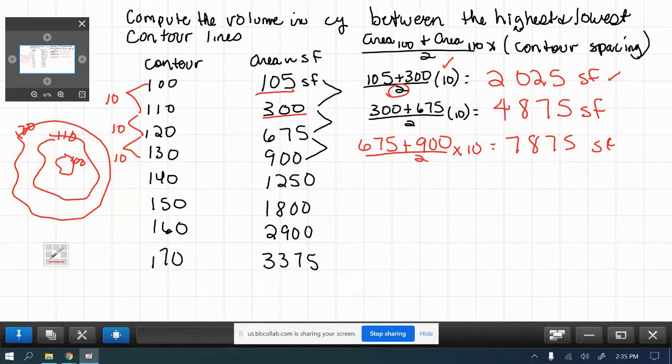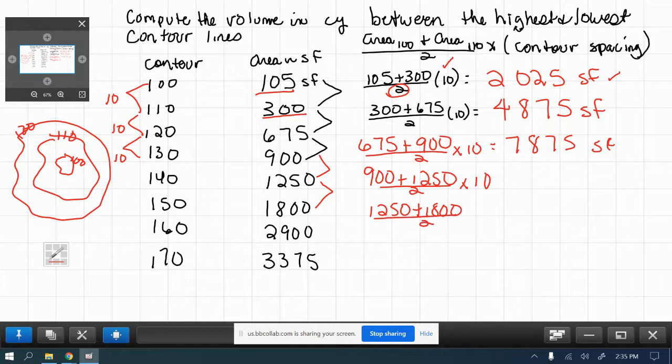All right. Next one is going to be 900 plus 1250 divided by 2 times 10. I'm going to go ahead and, when I'm here, I'm at 10,750. This next one, I'm at 15,250.